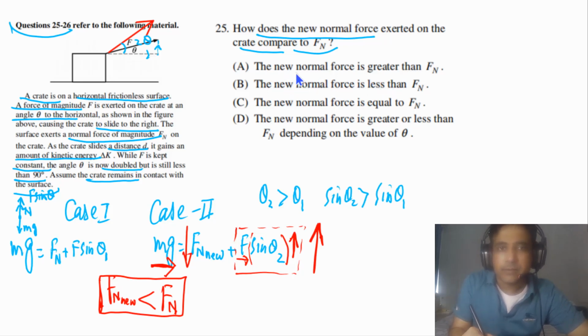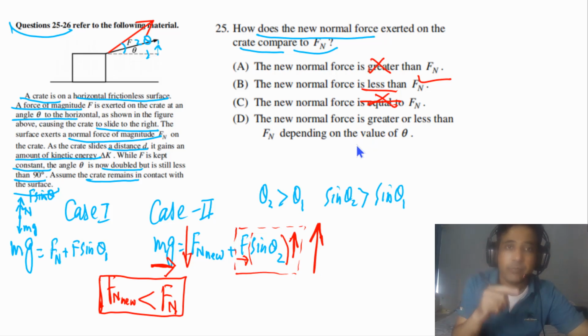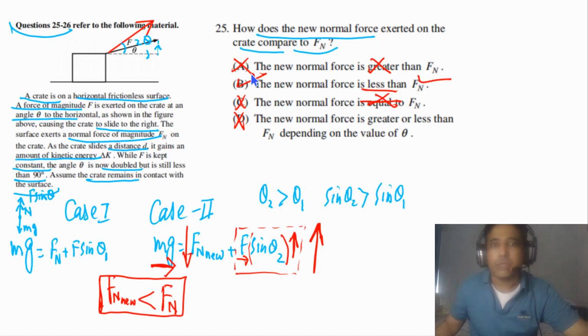A is not correct because it is telling you it is greater, this is telling you it is less, so this is correct. This is telling you it is equal, this is incorrect. The new normal force is greater or less than Fn depending on the value of theta. The value of theta is already given to us, that the value of theta is greater than before. So this is also incorrect. This one is correct and this is also incorrect.